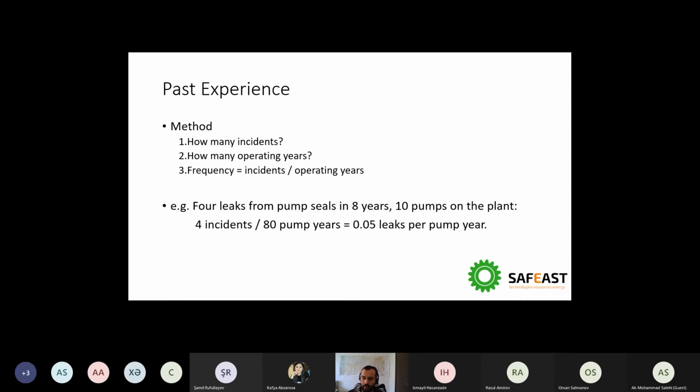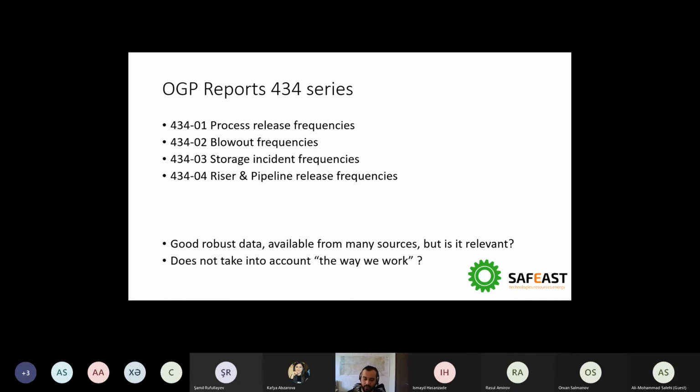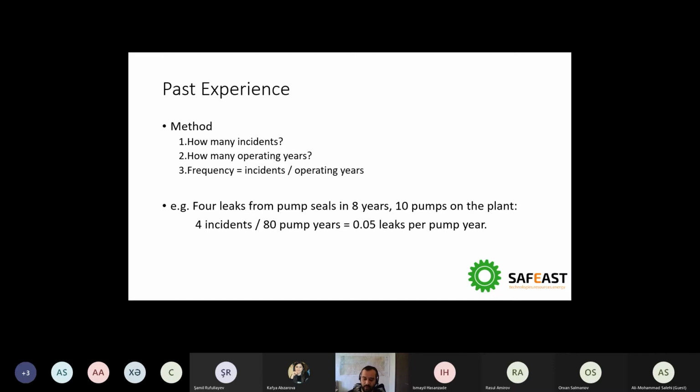And the other is a published database. And as I said, the second method could be to use your past experience. This is really like simple math. Basically, the method is you count how many incidents you have got and how many operating years you have got, and then frequency will be derived by dividing incidents by operating years.